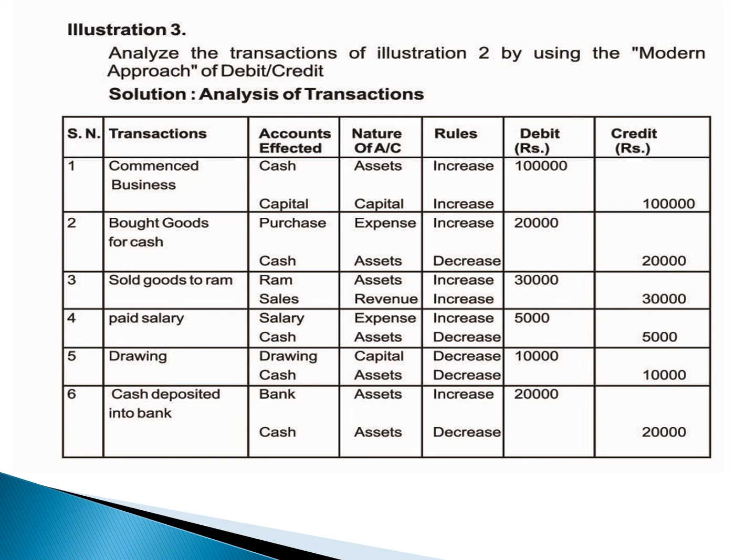Coming to the fifth transaction, drawing comes under capital. As it decreases, it is debited. Cash comes under assets. As it decreases, it is credited. The next transaction, bank comes under assets and cash also comes under assets. Here, bank amount is increased with 20,000, so we are debiting bank account, and cash amount is decreased for 20,000, so we are crediting cash account here.